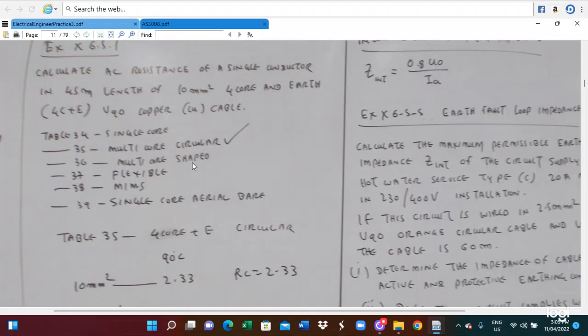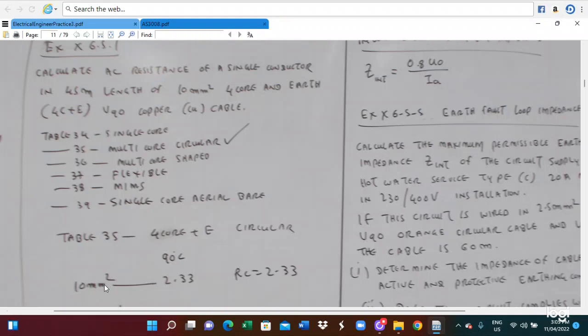table 36 multi-core and shaped conductor, table 37 flexible, table 38 is MIMS, table 39 is single core aerial bare conductor. So the problem given is the 4 core and earth cable, so this is multi-core. So we have to select table 35.